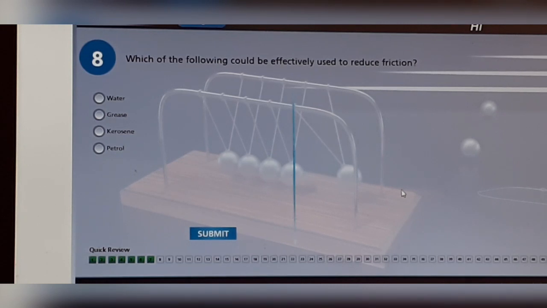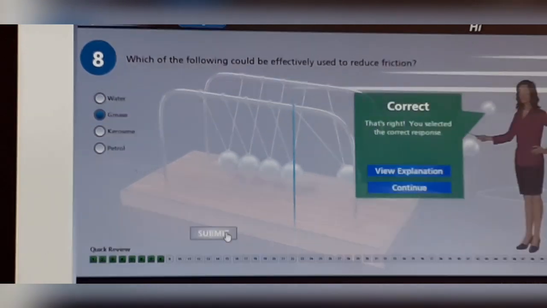So let's go to question number 8. In question 8, which of the following could be effectively used to reduce friction? This is common, all right? And the right answer has to be grease, which is option B.